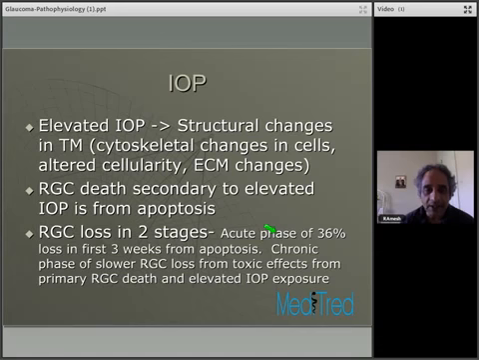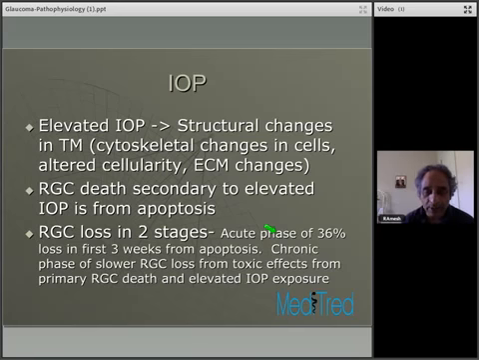After that, the chronic phase kicks in, where there's a slower RGC loss from toxic effects from the primary RGC cell death, i.e. when these cells die, they spit out glycine and glutamate into the surrounding environment, and that excess glutamate and glycine is toxic to the adjacent normal ganglion cells. We will discuss that a little later in this conversation. And elevated intraocular pressure exposure.